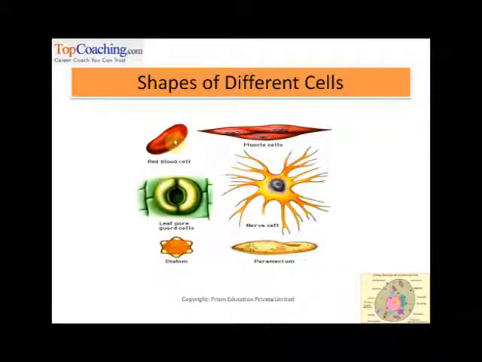The red blood cells found in our blood are oval shaped. Nerve cells are branched like this. Then leaf pores' guard cells, the plant cells, are kidney bean shaped. Diatoms are star shaped, and so on.